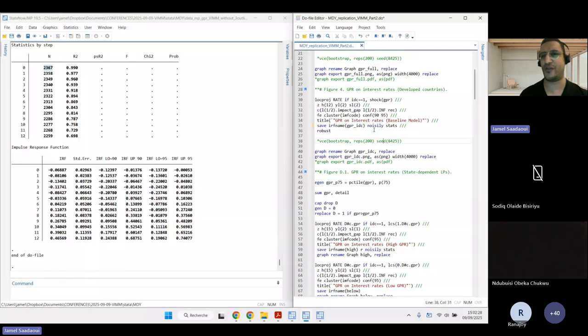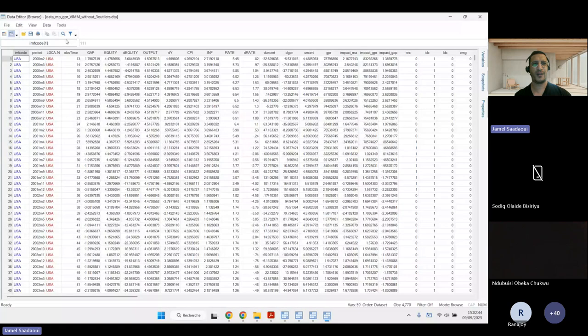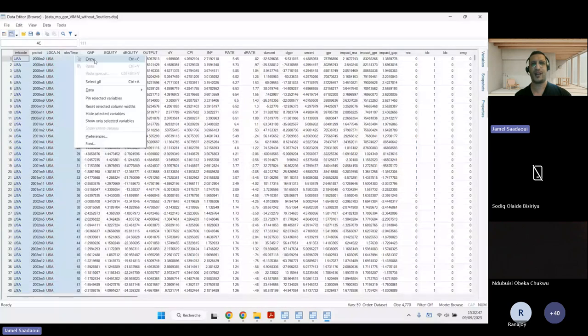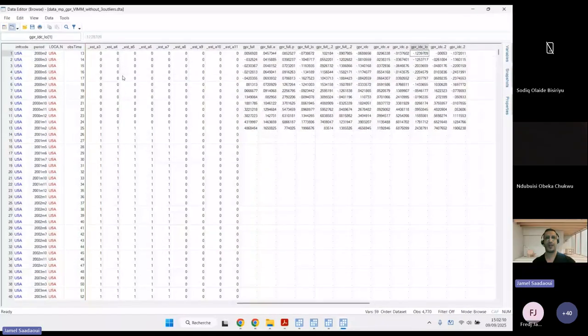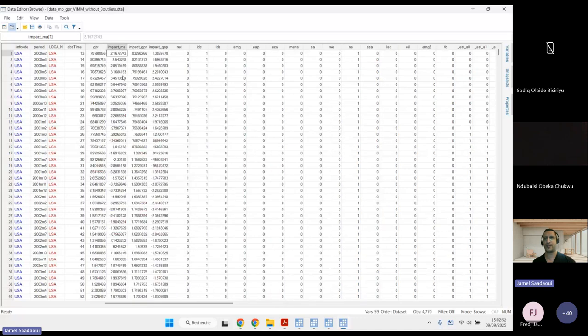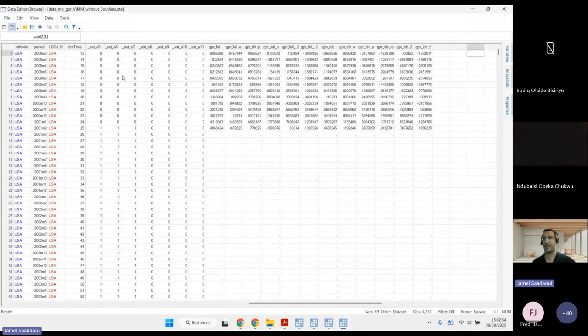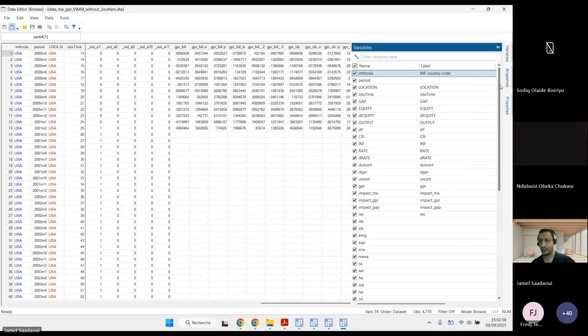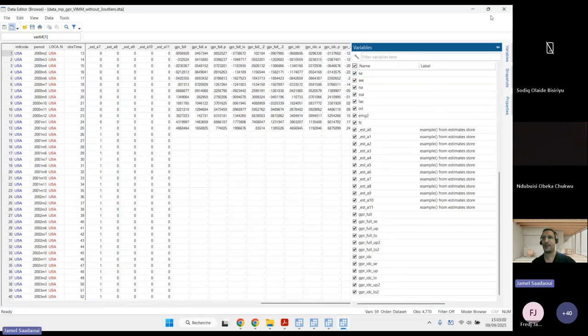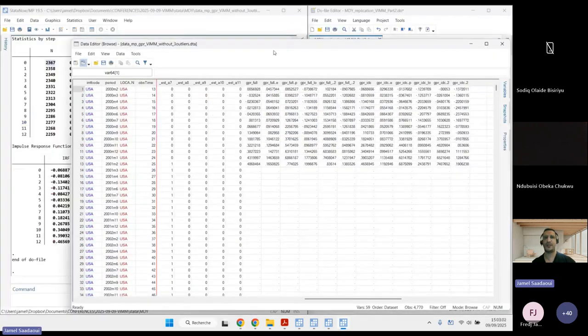Let me show you how to do that, because I think a lot of people came here for that. To make a state-dependent local projection using this approach, you first have to generate a dummy variable. I can show you the dummy variable here. Let me just pin the selected variable here. So the dummy variable should have been, I don't know if it's already there, let me just check. Not yet. Okay, so I will create it here.